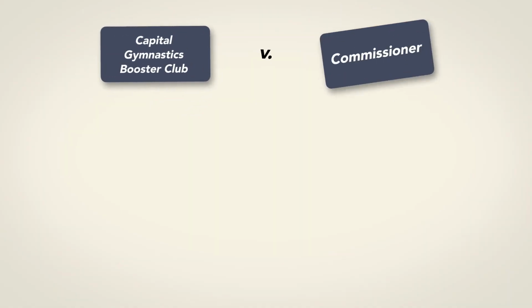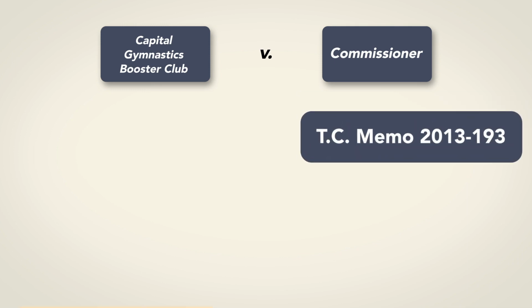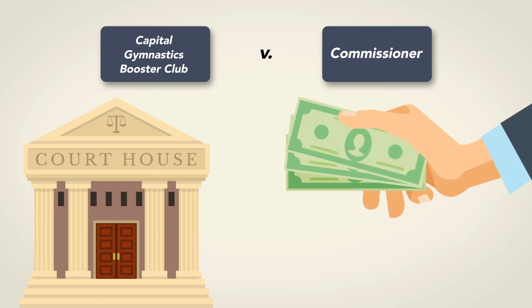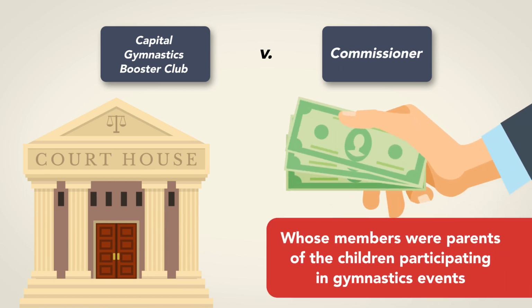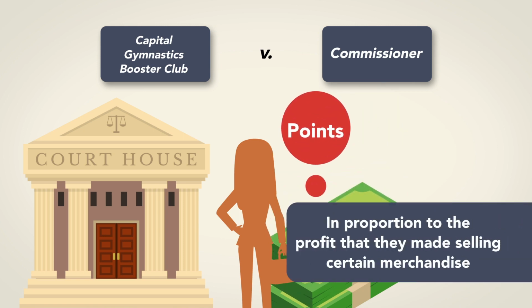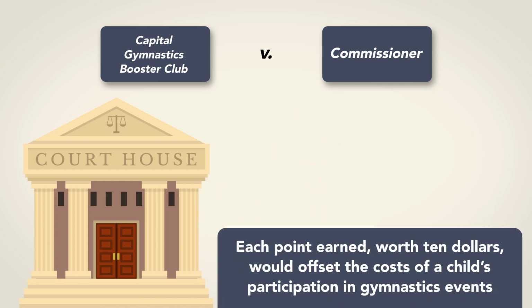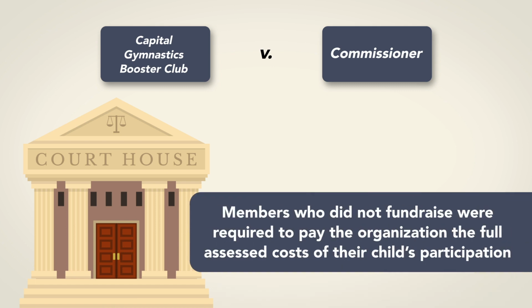In Capital Gymnastics Booster Club v. Commissioner, Tax Court Memo 2013-193, the court looked at the fundraising activities of a gymnastics booster club, whose members were parents of the children participating in gymnastics events. Member parents who fundraised for the club were awarded points in proportion to the profit that they made selling certain merchandise. Each point earned, worth $10, would offset the costs of a child's participation in gymnastics events. Members who did not fundraise were required to pay the organization the full assessed costs of their child's participation.